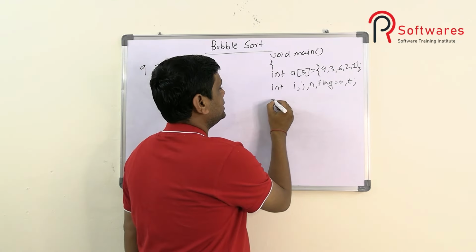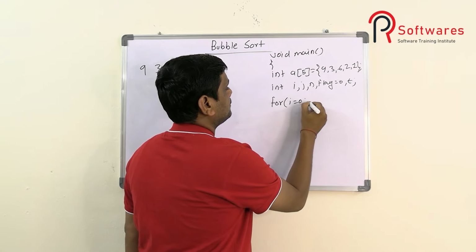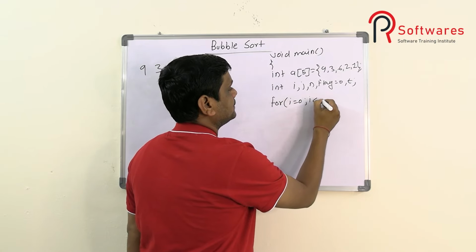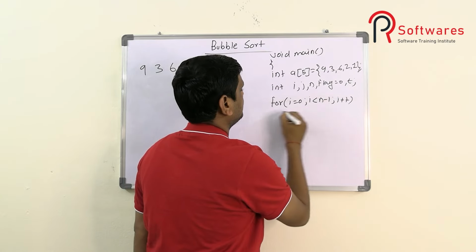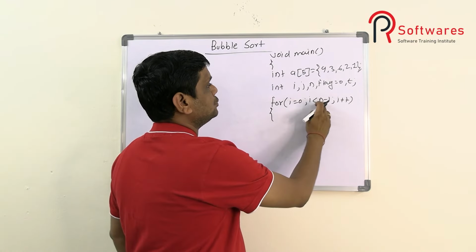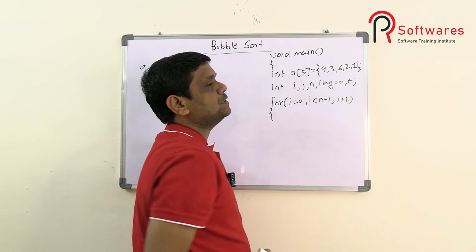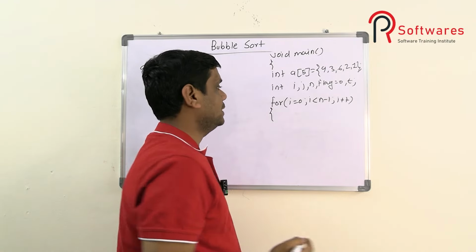Let us start. Here I am writing a for loop: i equals 0, i less than n minus 1, i plus plus. Why are we writing n minus 1 here, guys? Because you know that when the values are 5, minus 1, it should execute only 4 times. So that is the reason we are taking n minus 1.